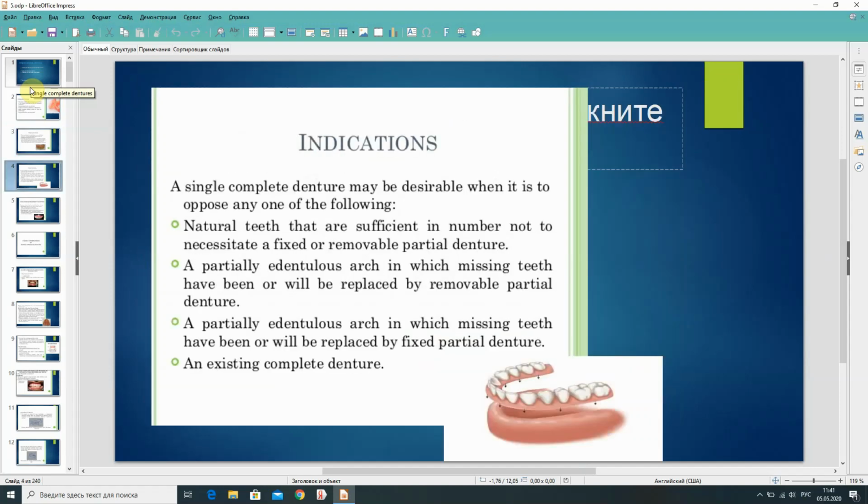Indications. A single complete denture may be desirable when it is to oppose any one of the following: natural teeth that are sufficient in number not to necessitate a fixed or removable partial denture, a partially edentulous arch in which missing teeth have been or will be replaced by a removable partial denture, a partially edentulous arch in which missing teeth have been or will be replaced by a fixed partial denture, or an existing complete denture.